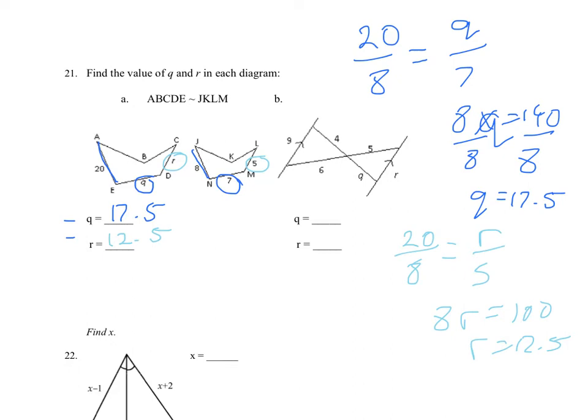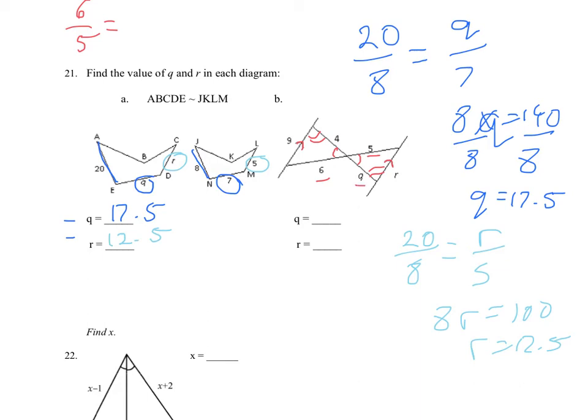Now for B, we don't know if they're similar, but we do know this angle is congruent. And since we have parallel lines, we know that alternate interior angles are going to be congruent. So this triangle is indeed similar. So the corresponding angles that we know of are 6 and 5. And we're looking for Q and R again.